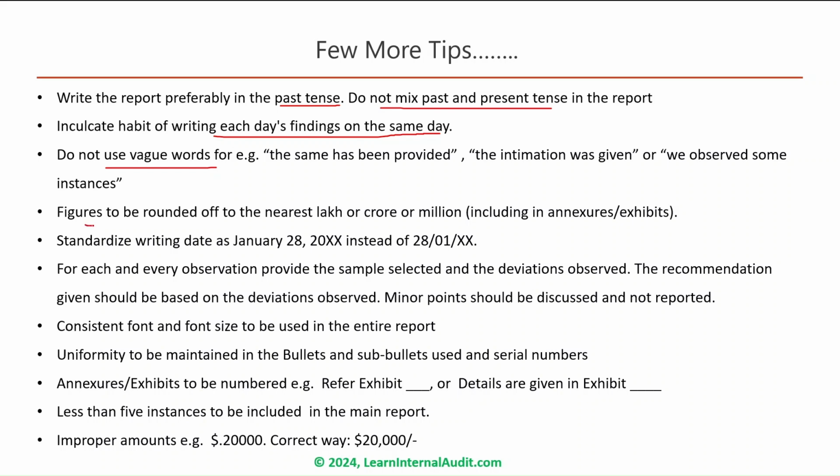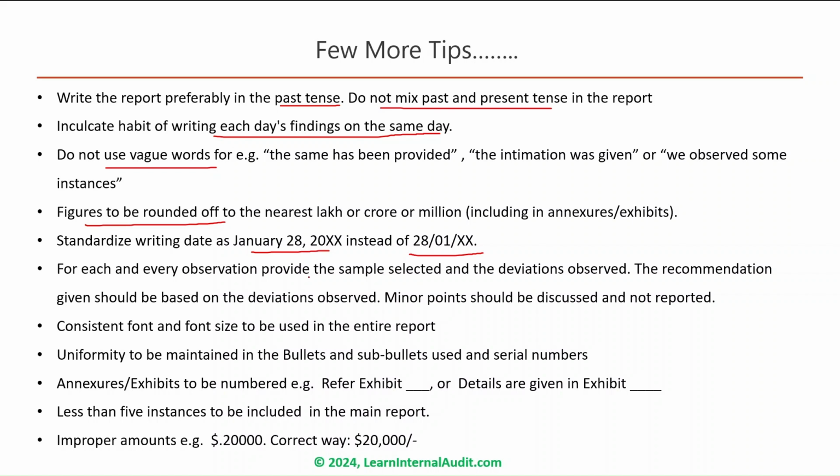Figures to be rounded off to the nearest lakh or crore or million. You cannot write 100000; instead, you can just write 1 lakh or 1 crore, and you need to round it off to the nearest decimal. Standardize writing dates, such as January 28, 2024 or 25, instead of 28-01-XX. You can choose whichever you prefer, but you need to ensure that you standardize the dates across the entire report.